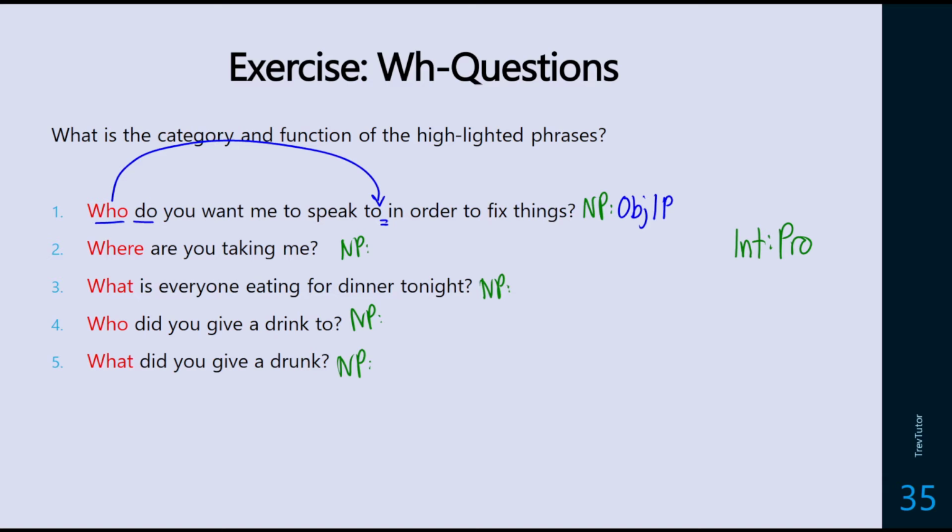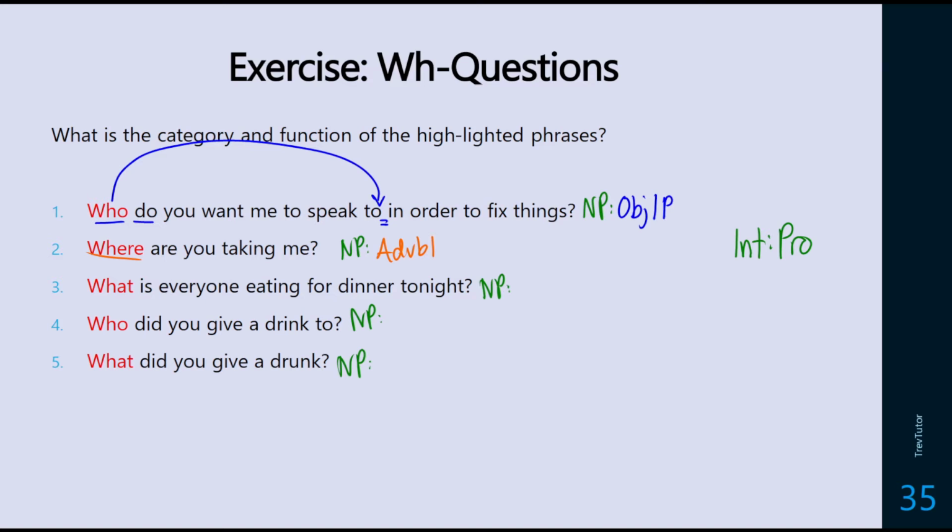Okay, where are you taking me? This is just a question that asks for like time or location. So I know right away this is an adverbial. It's a where, when, why word. Okay. What is everyone eating for dinner tonight?